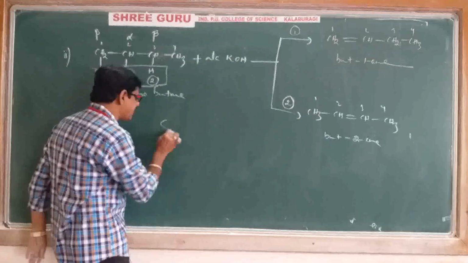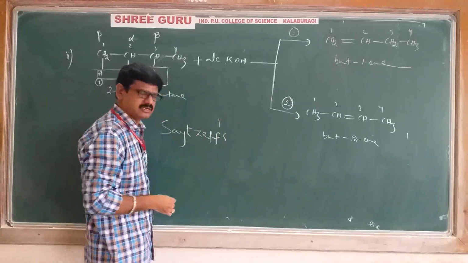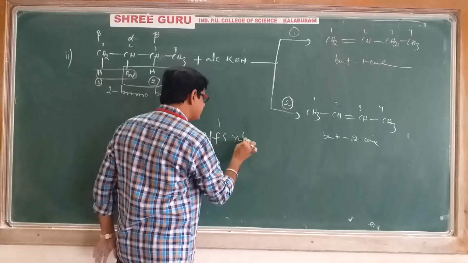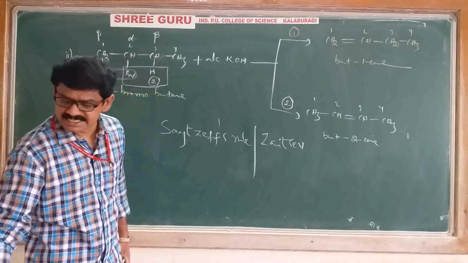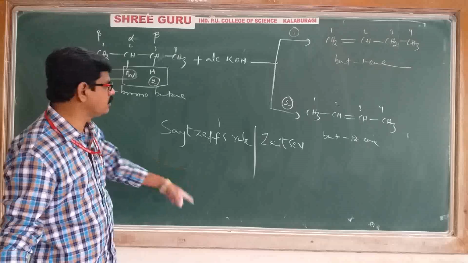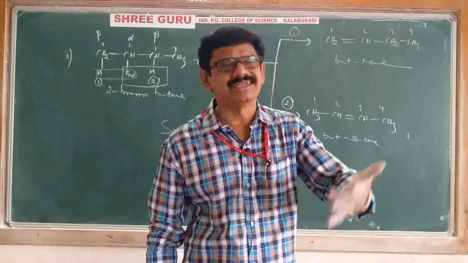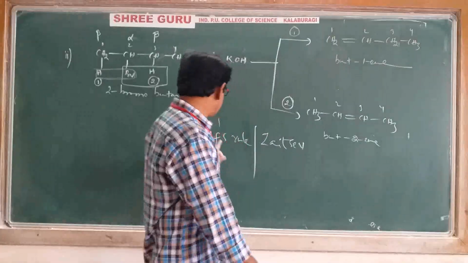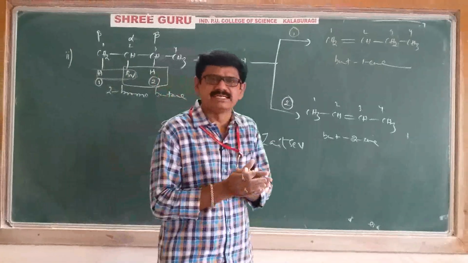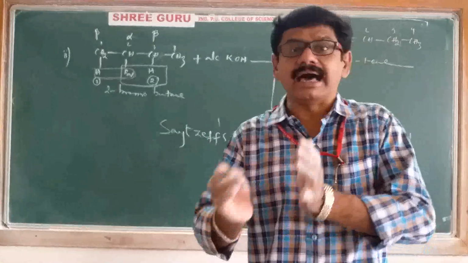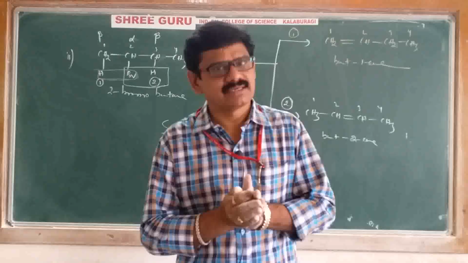Which is major and which is minor, we will decide with the help of one rule. That rule is called Saytzeff's rule, or its other name is Zaitsev rule. With the help of Saytzeff or Zaitsev rule, out of but-1-ene and but-2-ene, we will decide which is major. Very simple. According to Saytzeff rule, first we will try to understand what is meant by a highly substituted alkene.